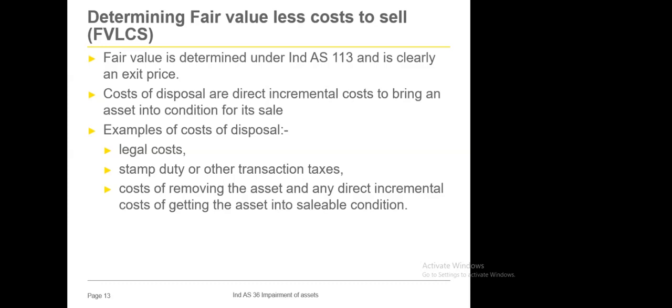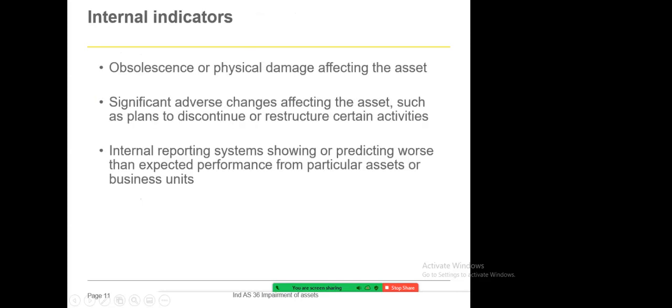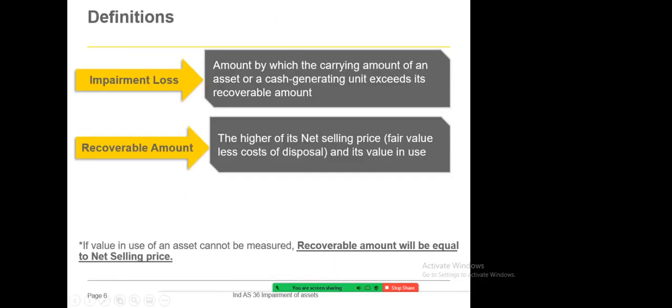Now coming on to the cost of disposal. The costs of disposal are direct incremental costs to bring an asset into the condition for its sale. What are the examples of the cost of disposal? Legal cost, stamp duty or other taxes, cost of removing the asset, and any direct incremental cost of getting the asset into saleable condition. These are considered as cost of disposal and are excluded while calculating your recoverable amount. Right? So it says fair value less cost of disposal. That means you first need to calculate the fair value, then subtract the cost of disposal.